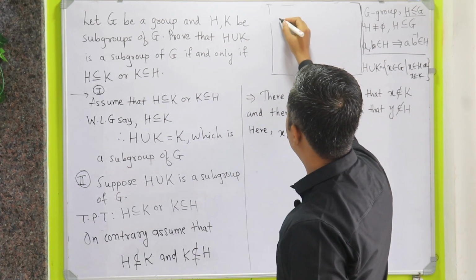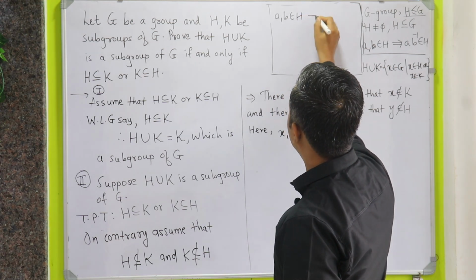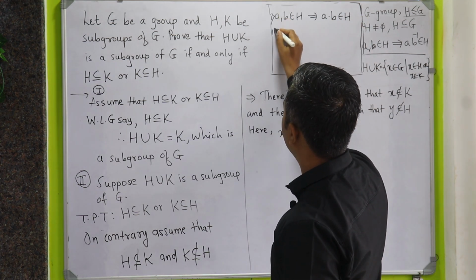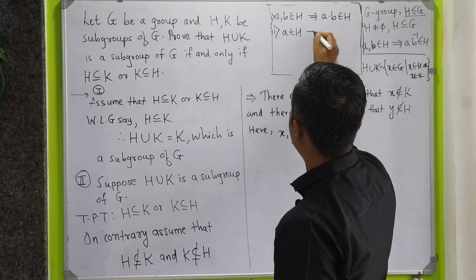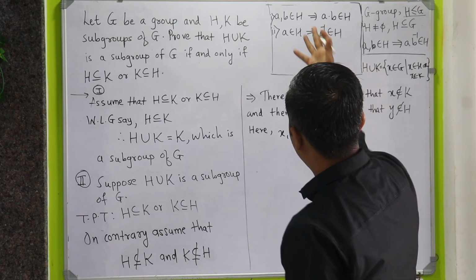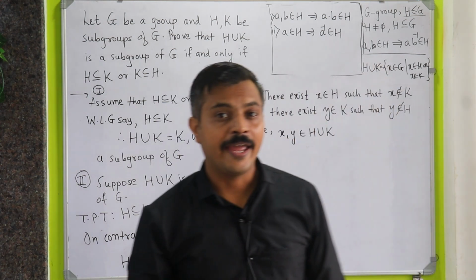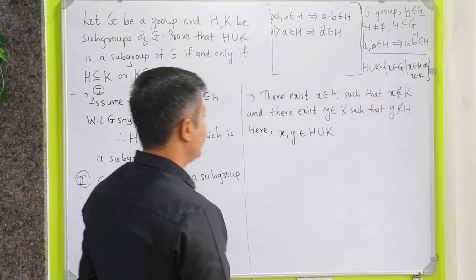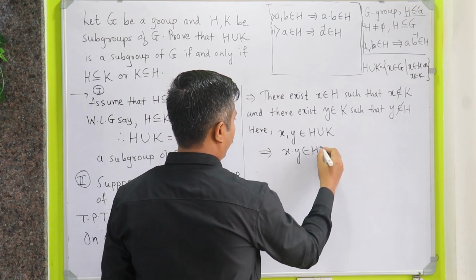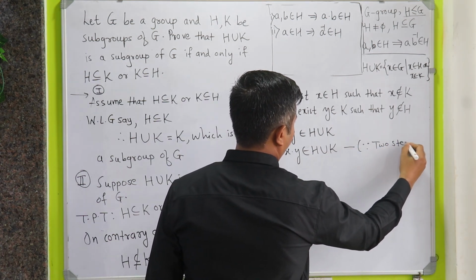So here H union K is already given to us as a subgroup, right? So H union K will satisfy these two conditions, meaning if I take two elements X and Y from H union K, then X multiplied by Y will lie in H union K, right? So I will say here this implies X dot Y belongs to H union K. What have we used here? Two-step test. Okay.